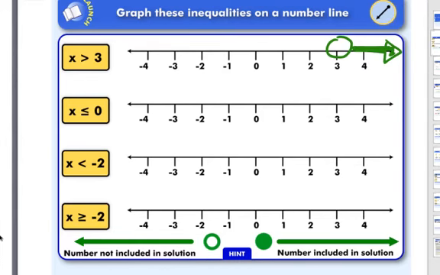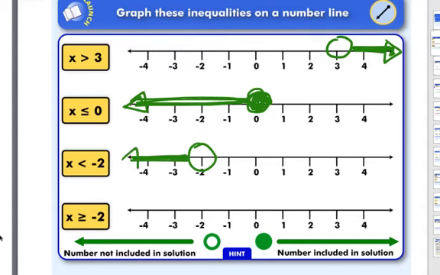In our next example, x is less than or equal to 0. That means our number can be anything less than 0, okay? But it can also be the number 0. So we shade in the circle there to show that 0 can be included in our solution set. On number 3, x is less than negative 2. That means our solution can be anything that's less than negative 2, but it does not include negative 2, so we've got an open circle there.